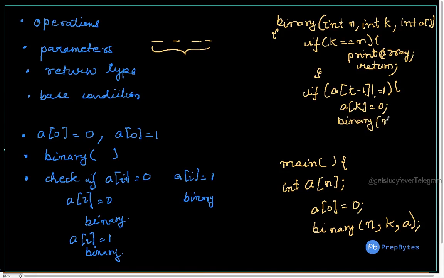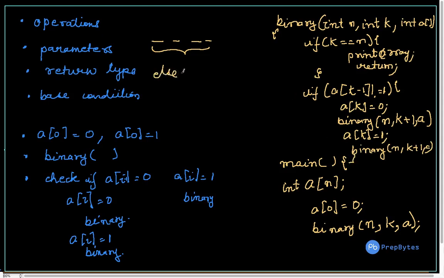I'll keep my n as it is, I'll increment my k, and my a remains as it is. Okay, and then I again put a of k is equal to 1, and I have again binary n comma k plus 1 comma a. Okay, and write it here. Now this was my if. The else is going to be a of k is equal to 0, binary n comma k plus 1 comma a. Okay, so that is going to be my code.